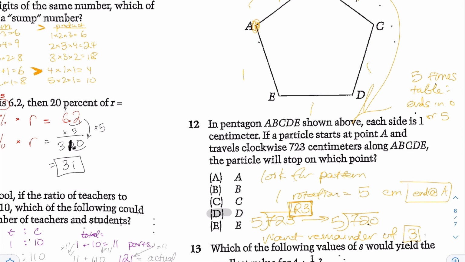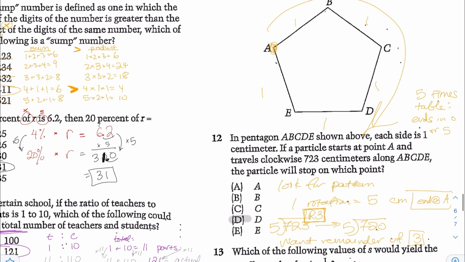So this remainder of 3 is really important because after you move 720 centimeters, you end up at A again, because 720 is a multiple of 5. Every 5, every 10, 15, 20, 25, 30, 35 centimeters, whatever, you always end up at A, and 720 ends in a 0, so you know it's in the 5 times table. After you go around 720 centimeters, you're back at A.